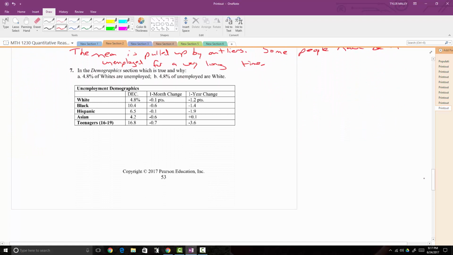So number 7 says, in the demographics section, which is true and why? We have part A, which is 4.8% of whites are unemployed, and part B, which is 4.8% of unemployed are white. So which one is correct?